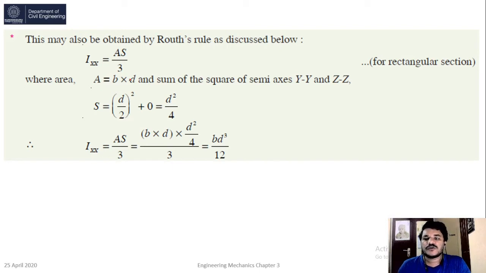For using the Routh's rule, you can take the entire rectangle, area equal to b and d, and s is the sum of the squares of y and z axis. Because we are focusing on x axis, you need to omit this x axis. You need to take y and z axis. Okay. So it is a lamina, that is a surface area. This is actually 0. The z axis there is 0. Only y is available. Okay. So s equal to d by 2 the whole square.